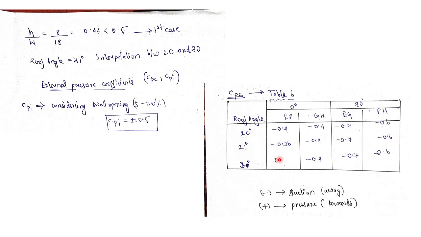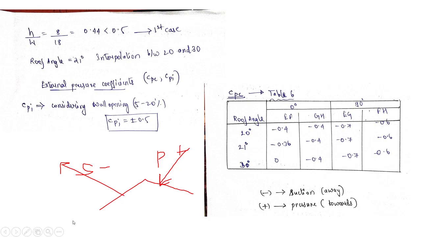The negative sign indicates that the pressure is away from the roof, which is creating a suction. Suppose this is the roof; minus indicates the pressure is away from the roof, which is nothing but suction. And if it is positive, it means the pressure is towards the surface, that is nothing but pressure, and it is denoted as positive. If it is suction, which is away, it is negative, and this is positive. So keep that in mind.